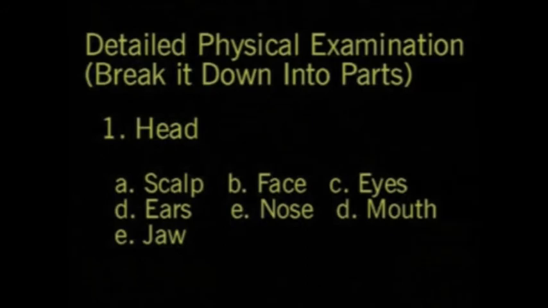While performing a detailed physical examination, break it down into parts. For example, the head. The head is not just the head, it's all of the parts that make up the head. Check the scalp, the face, the eyes, the ears, the nose, the mouth, and the jaw. Just like doing your assessments, the best way of remembering everything that you have to do is to simply break it down into its parts and take it step by step.